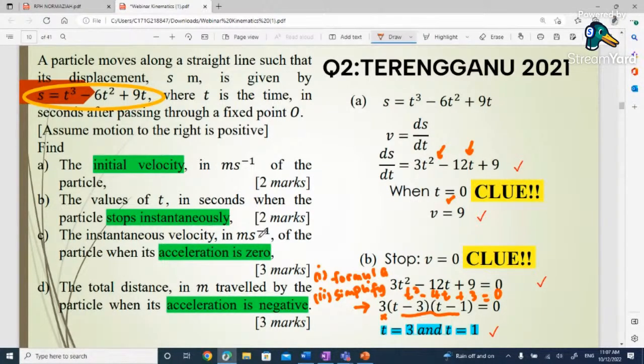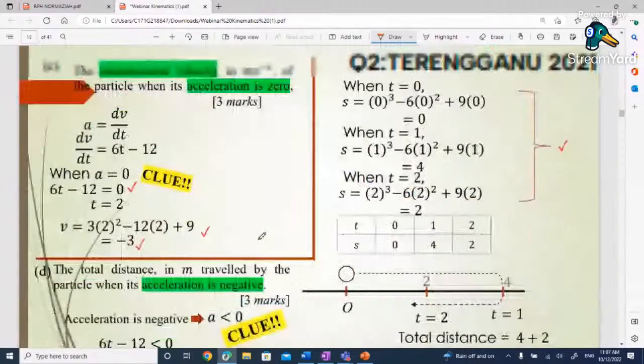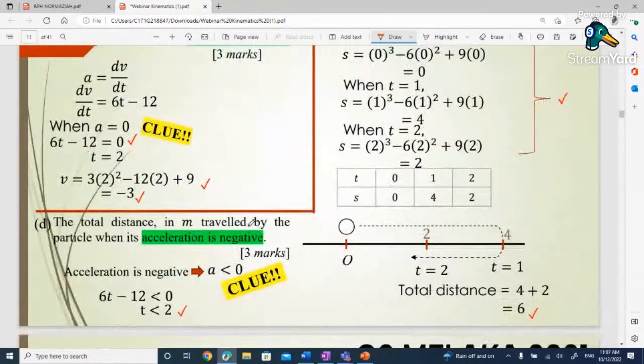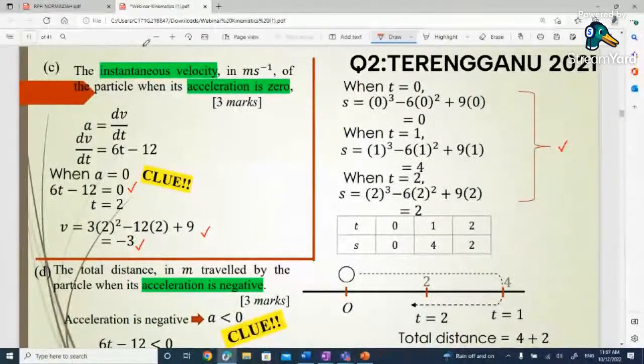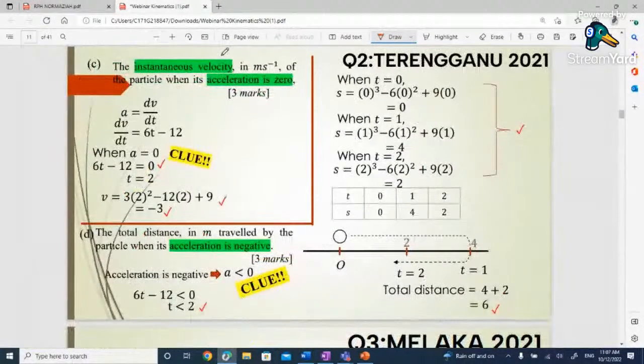Okay, let's go to second slide of Terengganu. Okay, second slide Terengganu saya kecilkan sedikit. Okay, so second one is the instantaneous velocity when its acceleration is 0. So macam mana? Clue dia, dia dah sebut dah kat sini, the one that I highlighted with the green one. Dia kata clue acceleration is 0. Acceleration is A. So A equals to 0.